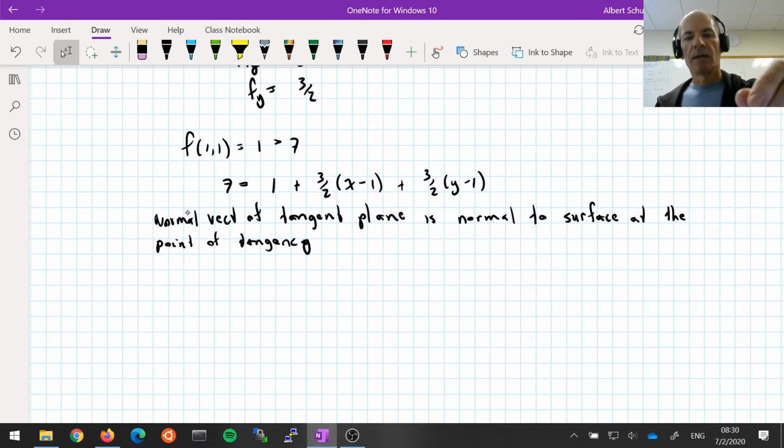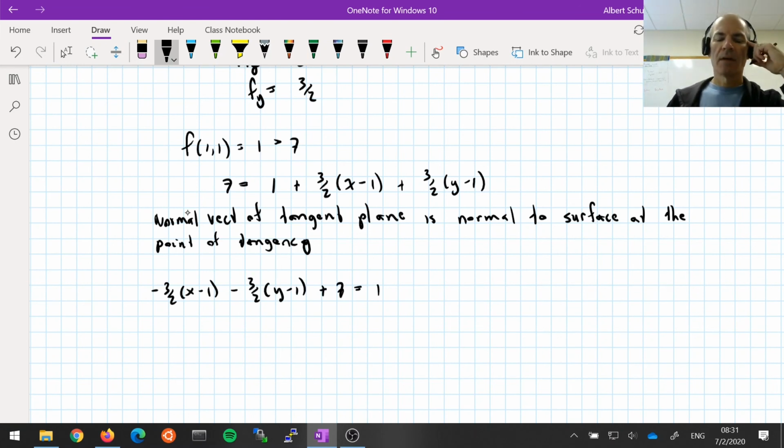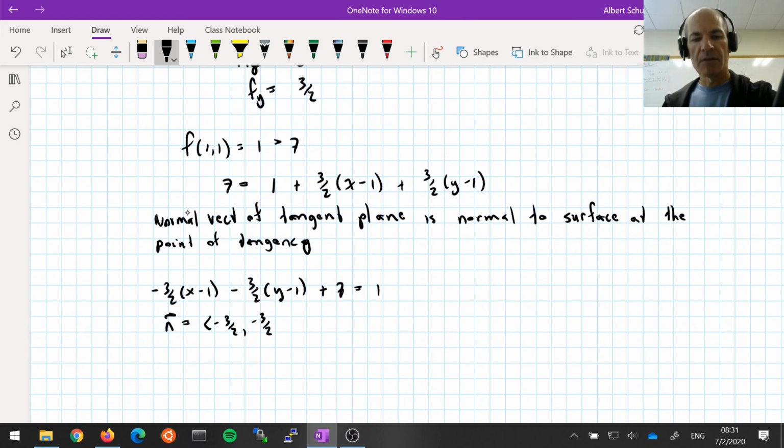All right, just move all of the variables to the left-hand side. So we get minus 3 halves x minus 1, minus 3 halves y minus 1, and z equals 1. Why did I do that? Because I know that the coefficients of x, y, and z are the normal vector. So minus 3 halves, minus 3 halves, and 1. That's the normal vector.